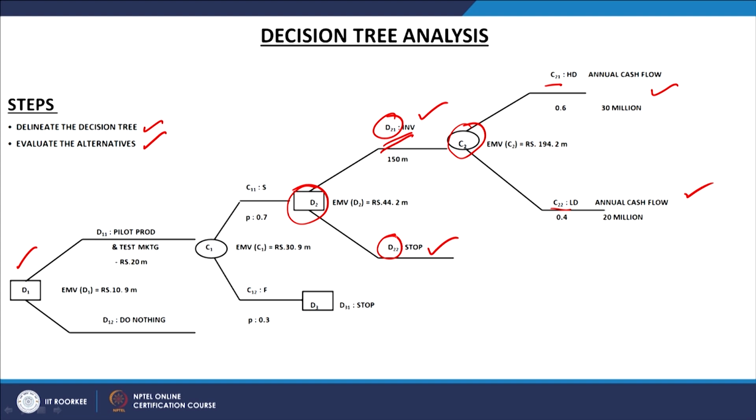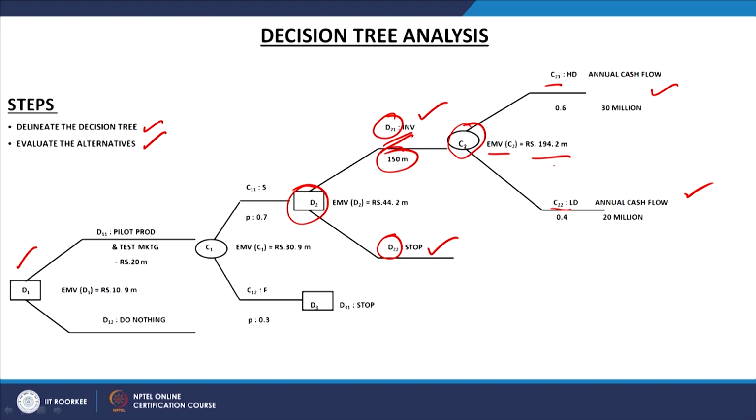Since this decision is going to stop the project, there is no question of NPV here. In the other case, it will come as the present value of the cash flows minus this investment of 150 million rupees which we are going to make here. Whatever value comes up here, we will have to calculate, though the expected market value is also given to us, which is 194.2 million.